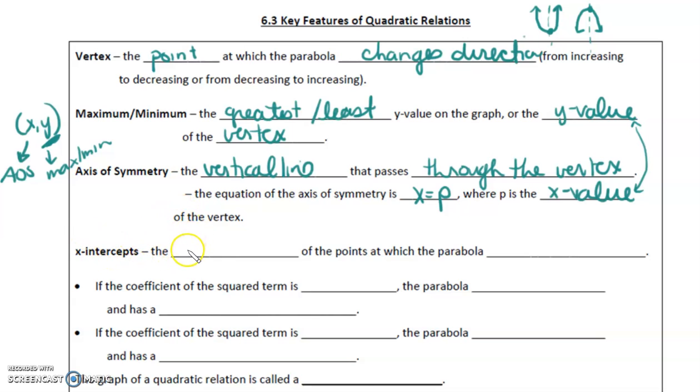Okay, x-intercepts, these are the x coordinates of the points where the parabola crosses the x-axis.